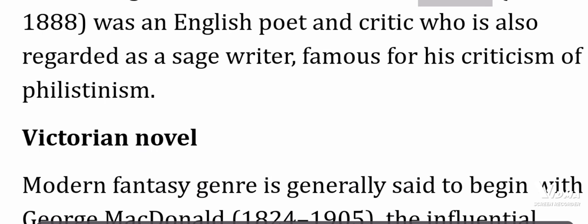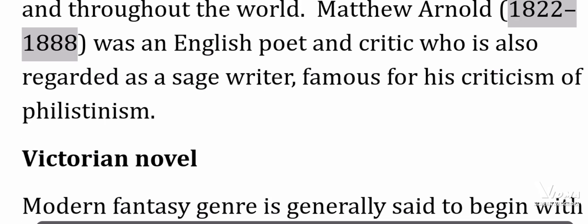Matthew Arnold, 1822 to 1888, was an English poet and critic who is also regarded as a sage writer, famous for his criticism of Philistinism.